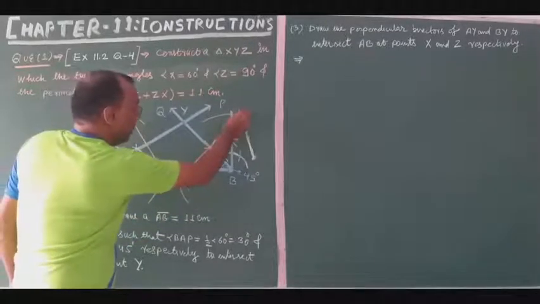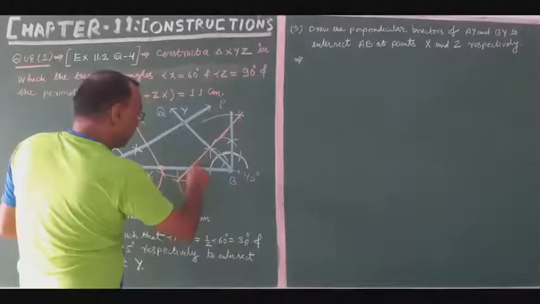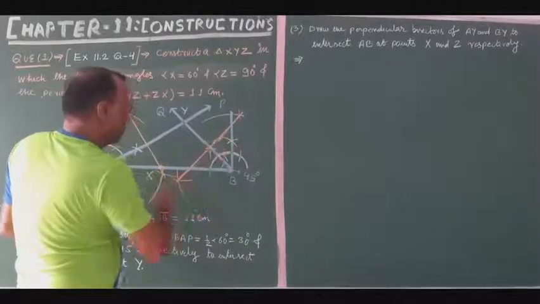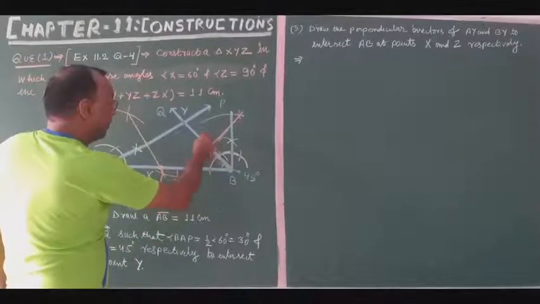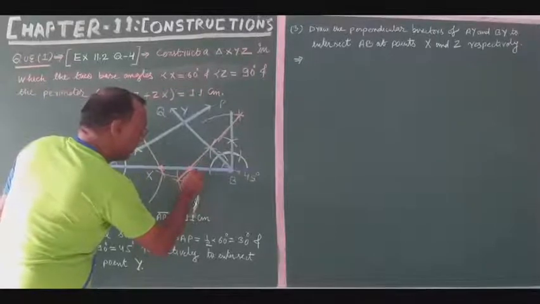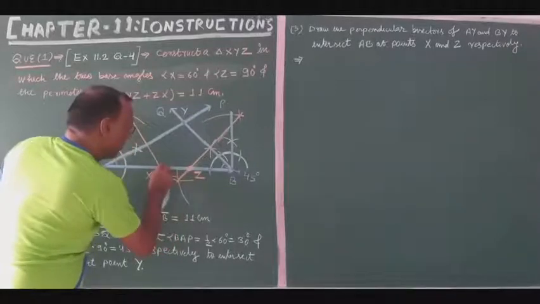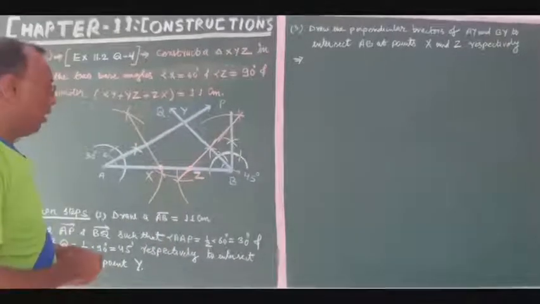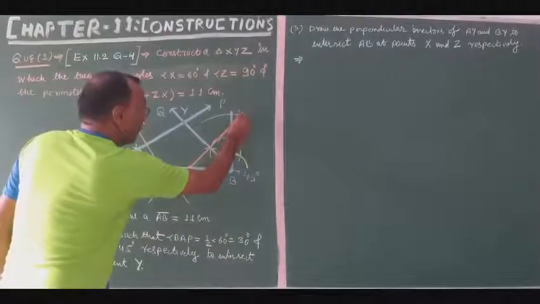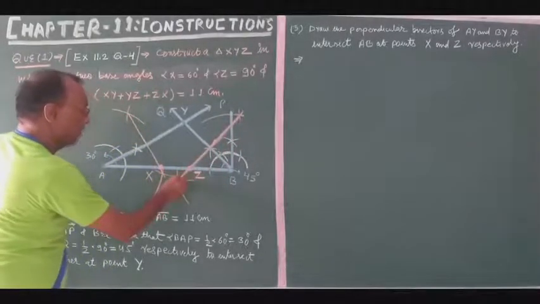This is the perpendicular bisector of which one? BY. And this will intersect where? At point Z. At point Z. Is it there? Is it here?